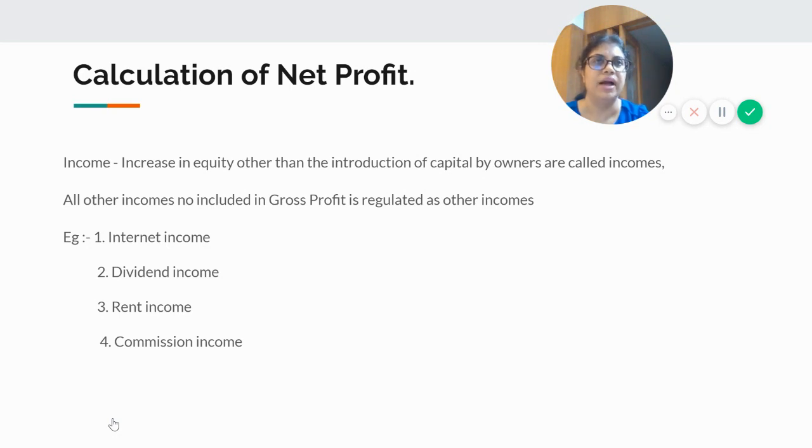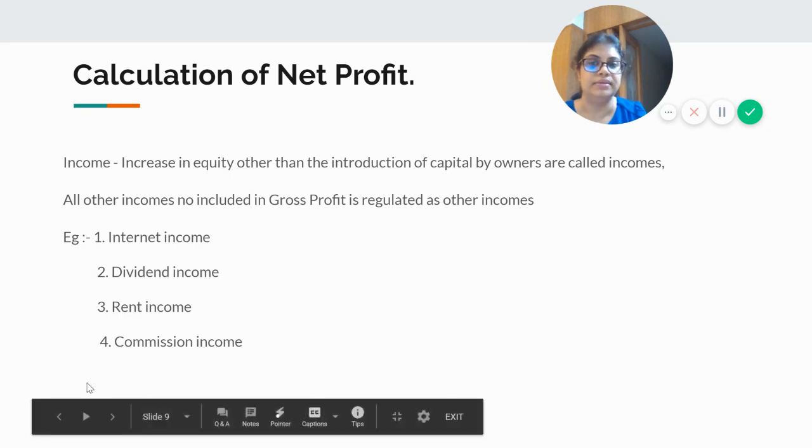From the profit that you have earned, you must have invested in a fixed deposit. So from the fixed deposit, you will be earning an interest income. So that is also yours. In the same way, if you have invested in the stock market, you will earn a dividend income.